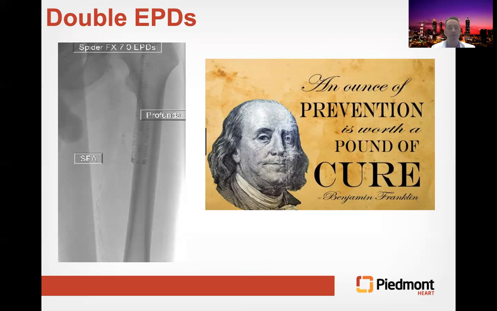So my idea here was to debulk this very heavy calcific disease. However, I did not want to shower any emboli into the profunda. I did not want to shower any emboli into the SFA. So I thought prevention here would be critical, but we also did not want to cut the wires. So this required an 8 French sheath with crossover.